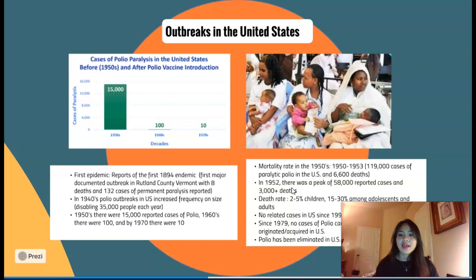And we can describe this because of the implementation of the IPV and the OPV vaccines, which I'll get into later in the presentation. But yeah, since 1979, we have not seen any acquired polio cases in the US.